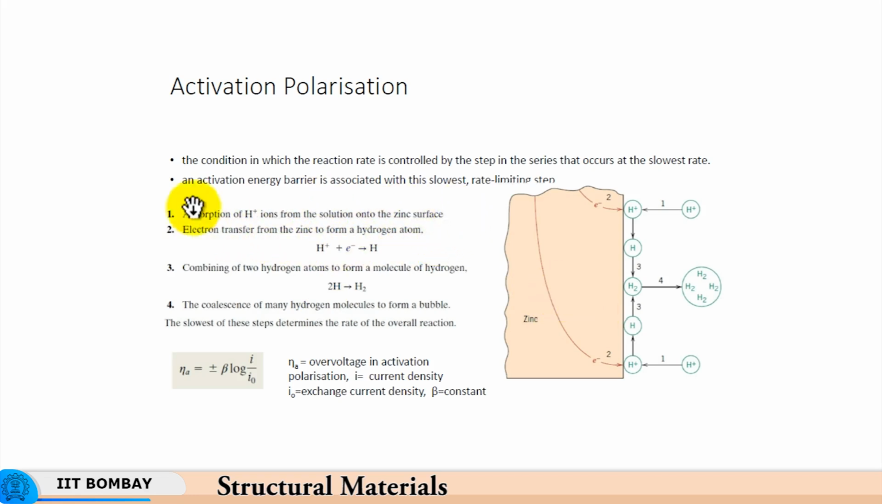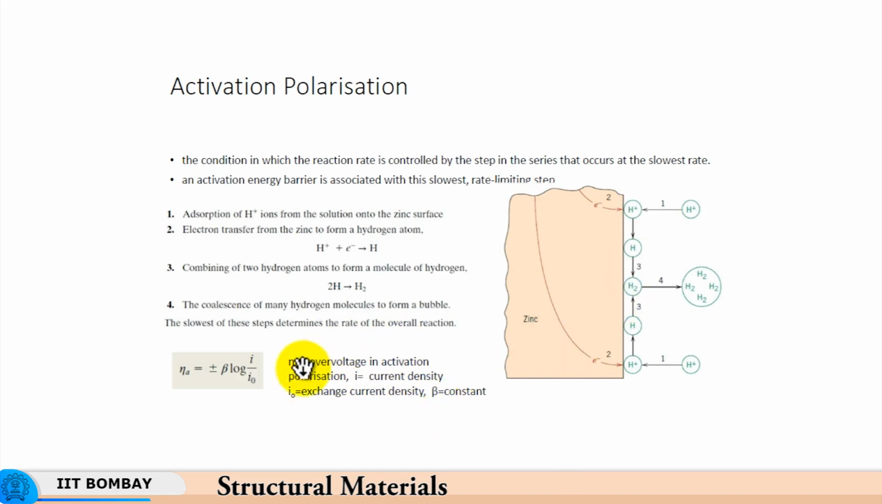Let us say adsorption could be the slowest process, in which case the activation energy for adsorption will govern the rate of reaction here. So, the rate of reaction in the other part of the electrode and the rate of reaction in this part of the electrode, meaning the rate of reaction in the anode and the rate of reaction in the cathode, have to be equal, so that the electrons generated at the anode get consumed at the cathode.